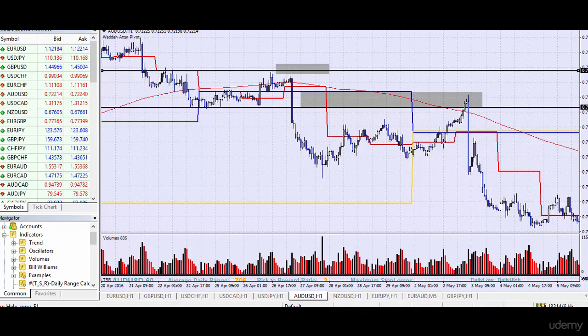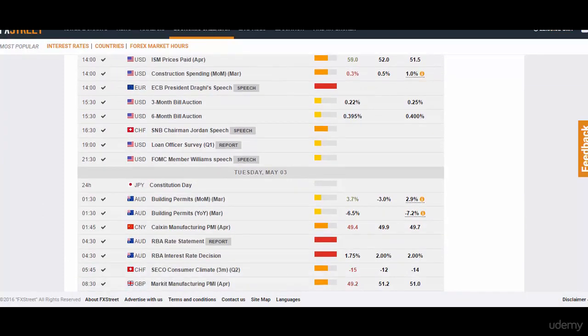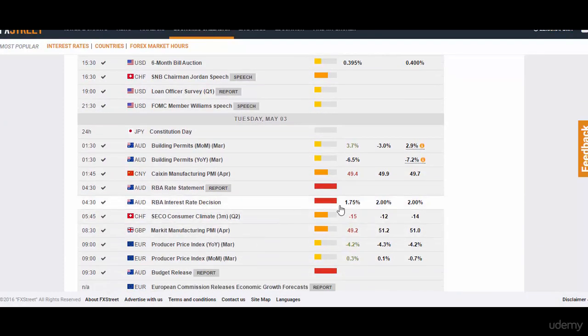And as you can see, on May the 3rd, these guys did in fact cut interest rates. Interest rates were at 2%, and these guys cut interest rate to 1.75%. So they indeed cut interest rate as expected.